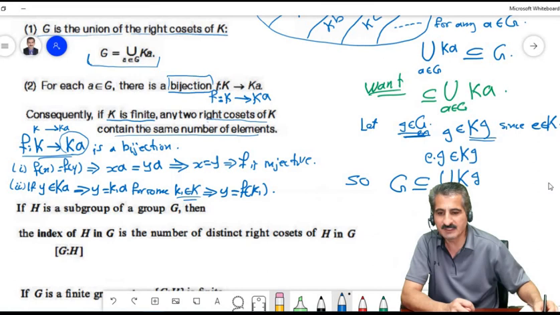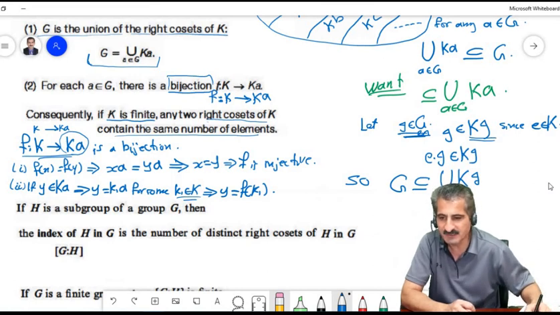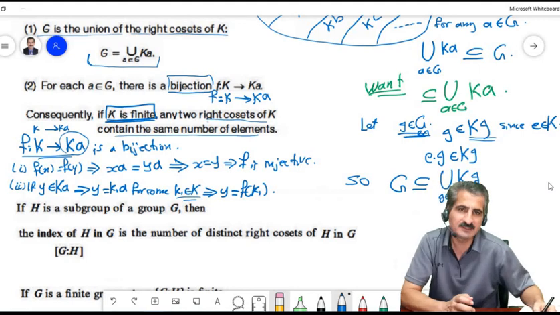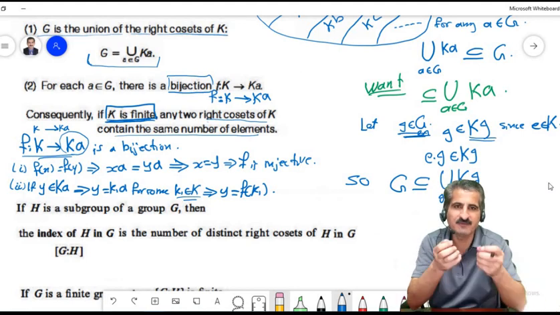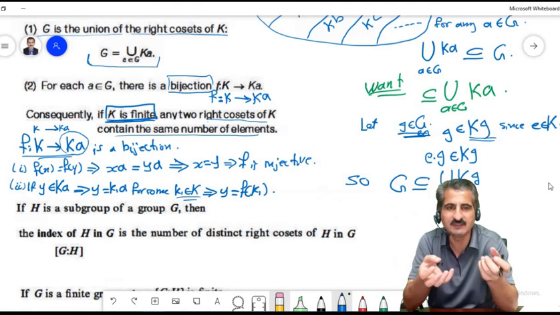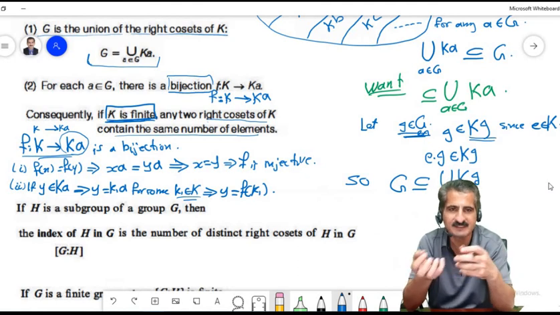Now if K is finite, then Ka is finite. And if we have a function which is one-to-one and onto between two finite sets, then these two sets have the same order, the same number of elements.